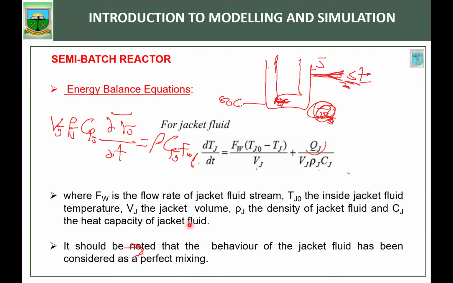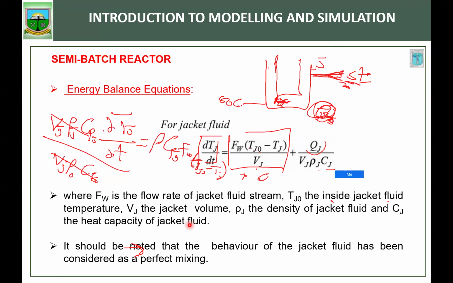TJO is the temperature inside the jacket inlet, right? And then TJ is the temperature of the jacket. So you subtract the initial temperature in the jacket minus the temperature in the jacket, plus the Q. So the same way, when you divide through by VJ, rho J, CPJ, this will go. Then you have this term. Then this will divide by this, giving you this term. So this is the equation you can also use to control the temperature of the steam.